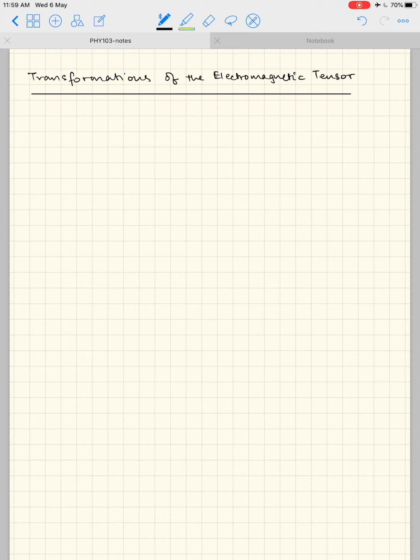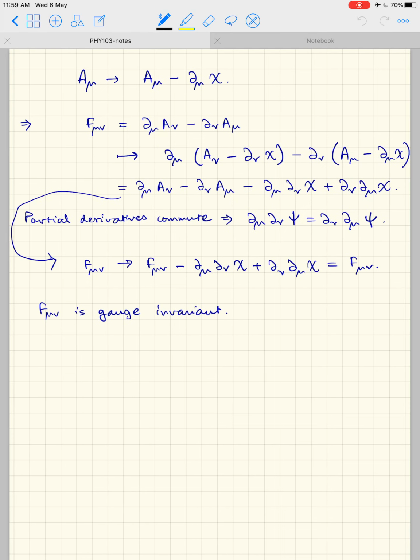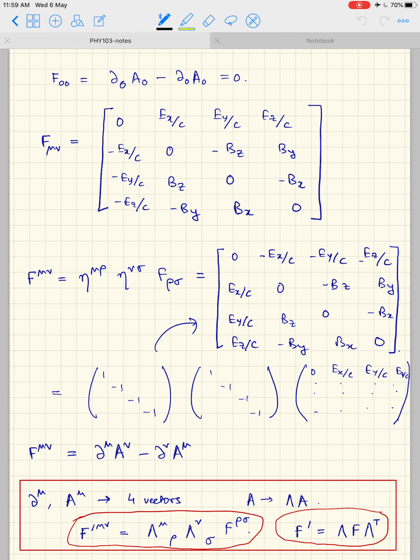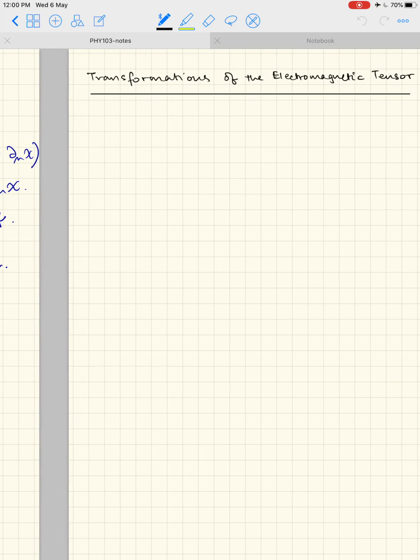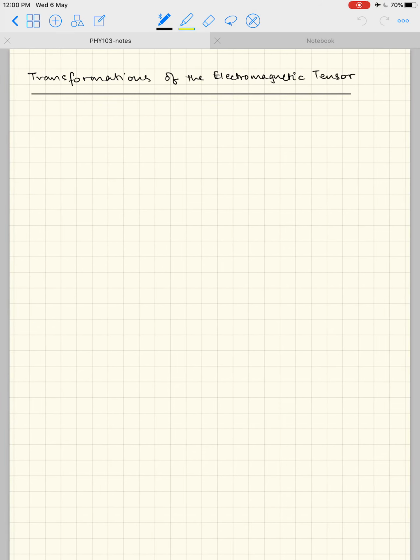And just to remind you of what this was, F mu nu, as we saw last time around, was given by del mu A nu minus del nu A mu. So we had F mu nu equal to del mu A nu minus del nu A mu.